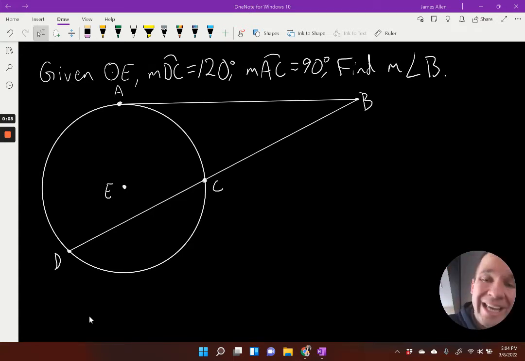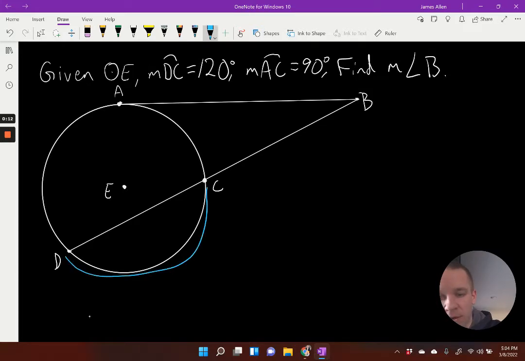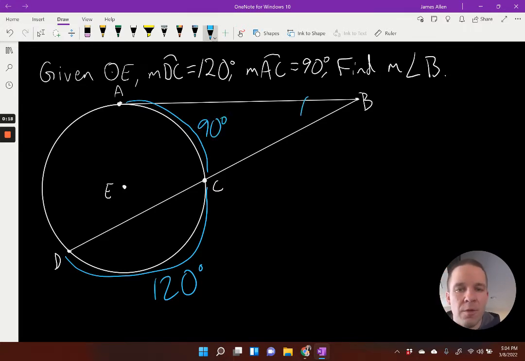So we got circle E. We have arc DC is 120 degrees, so 120 degrees right here. Arc AC is 90 degrees. And I want to figure out what angle B is. Okay, well, angle B, first we want to identify that as an out angle.